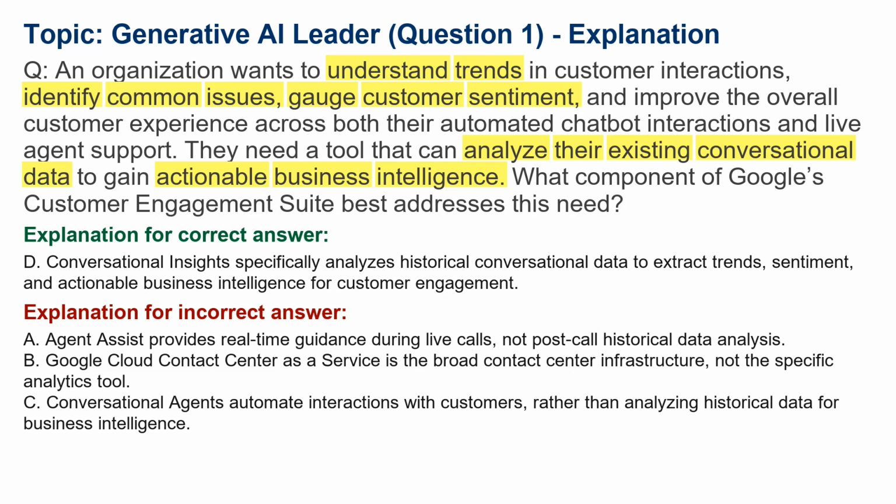A. Agent Assist provides real-time guidance during live calls, not post-call historical data analysis. B. Google Cloud Contact Center as a Service is the broad contact center infrastructure, not the specific analytics tool. C. Conversational Agents automate interactions with customers, rather than analyzing historical data for business intelligence.